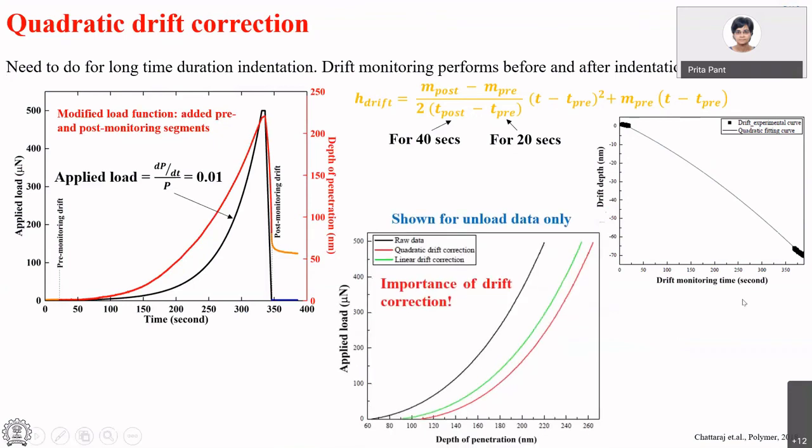If you can see the black and red, it is whether or not you correct, and whether or not you use the right kind of function to correct.